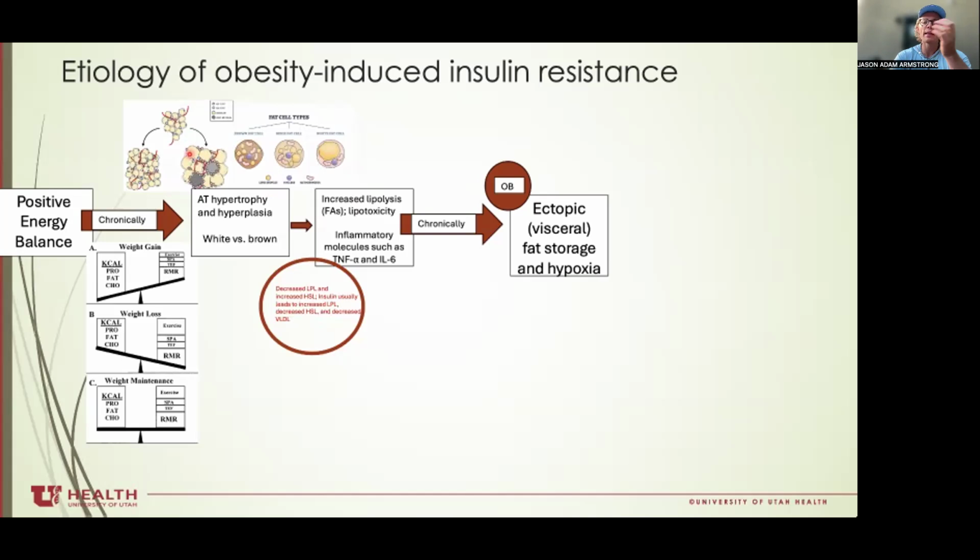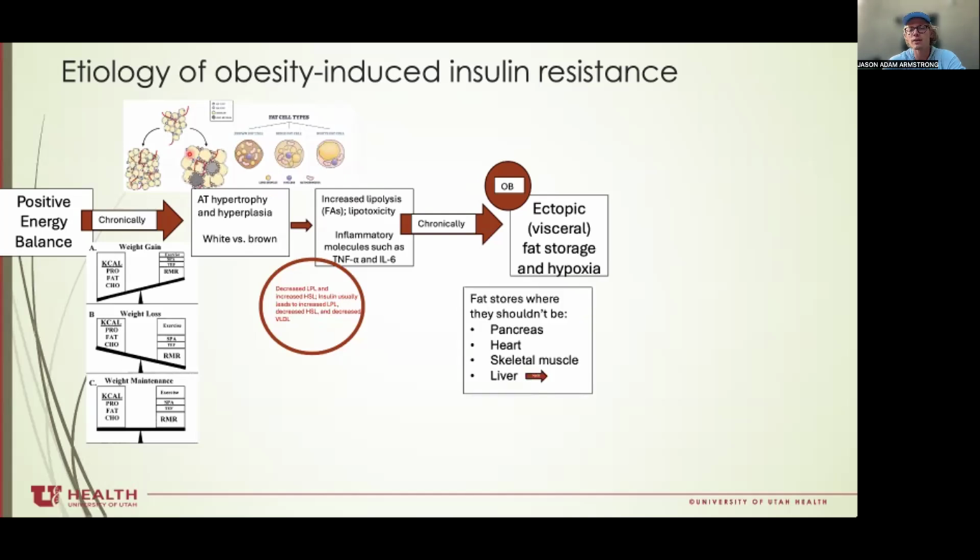With that, that's what we would call hypoxia, right? And we'll talk about what that looks like next. But ectopic fat storage, so especially visceral fat storage, is one of the key markers of obesity. Now, obesity is just diagnosed with BMI at the moment, but generally high BMI is associated with greater visceral fat or ectopic fat. Okay, and that's fat stores where we don't want them to be.